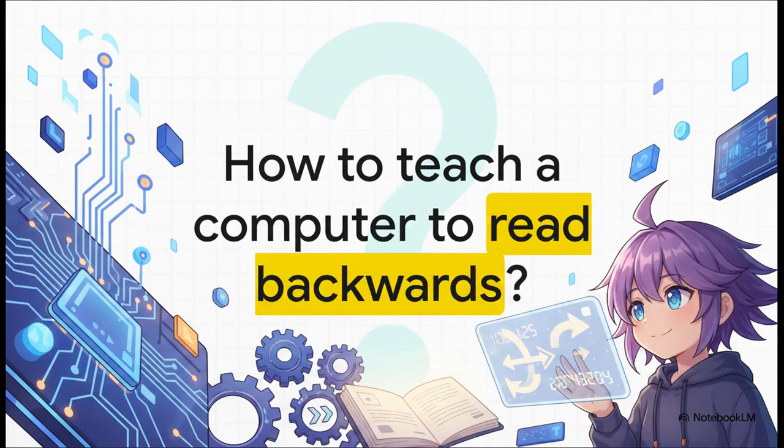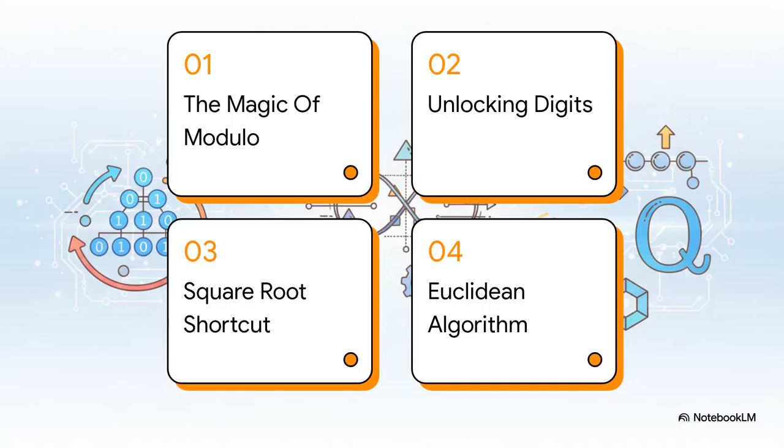Now think about this for just a second. How do you actually teach a computer to read a number backward? It sounds ridiculously easy to us humans, right? We just look at it from right to left. But setting up the actual math to make a machine do this systematically and efficiently is a foundational building block in algorithms. So here is our roadmap for today's explainer.